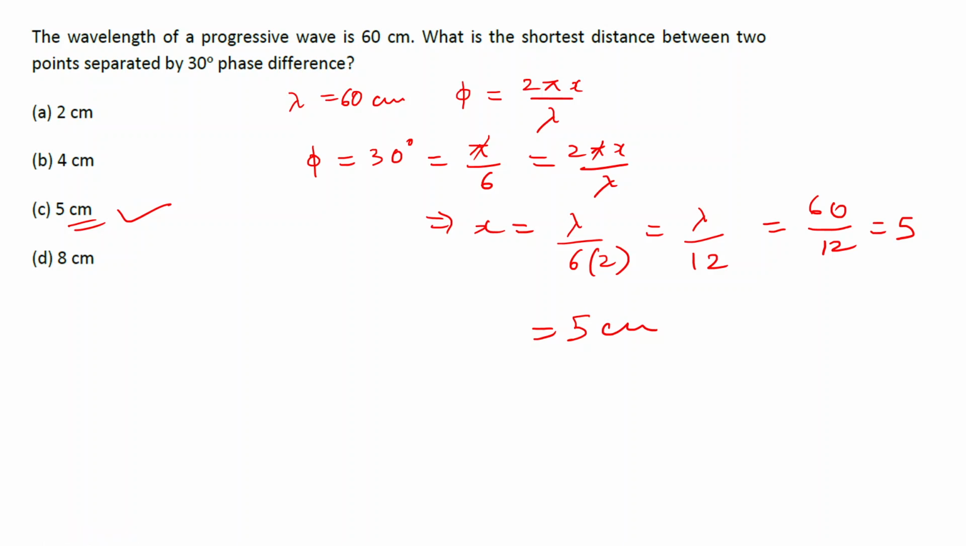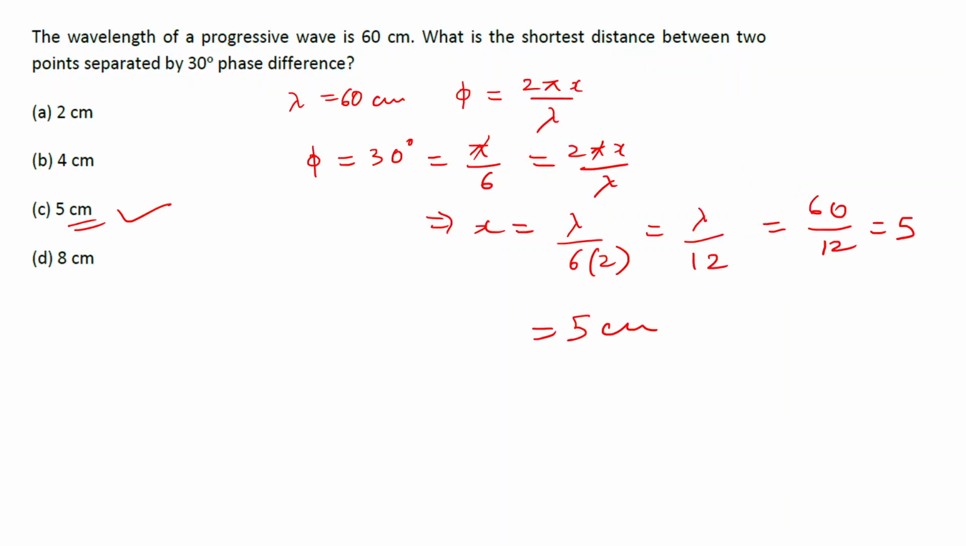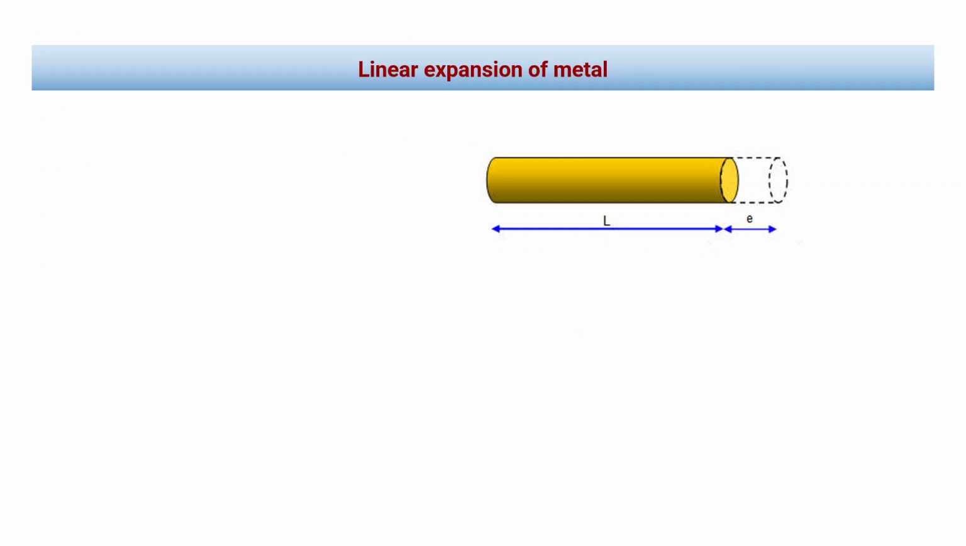Now the next question. These were the questions based on standing waves. Now there is another experiment that was shown in the lecture video for this week, which was based on linear expansion of metal. We know that when we heat a material, it expands. This we know in general. When we give heat, it expands because the particles become energetic and start moving with more energy, and there is expansion in the material.